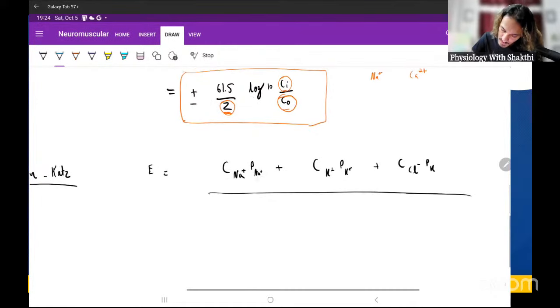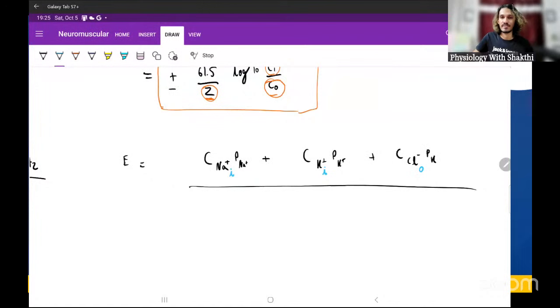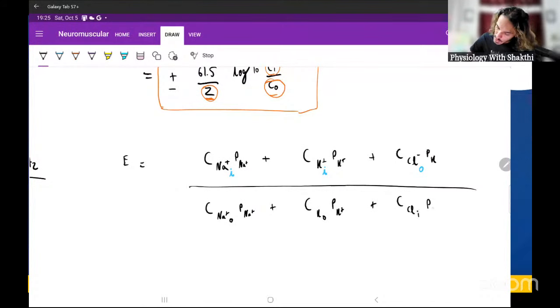Now, we were talking about substance concentration, which is inside. Only chloride, you make it outside, because this is a negatively charged particle, and you do the opposite, down. Concentration of sodium outside times the permeability, plus concentration of potassium outside times the permeability, plus concentration of chloride inside times the permeability of chloride.